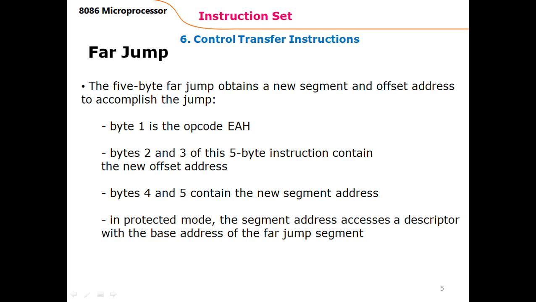So of these 4 bytes, 2 bytes are the new content of the instruction pointer, and 2 bytes are the new content of the code segment. In case of protected mode, the segment address taken from the above 5-byte far jump would access a descriptor, and that descriptor would then describe the segment to where the jump will happen, just like the addressing in the protected mode.